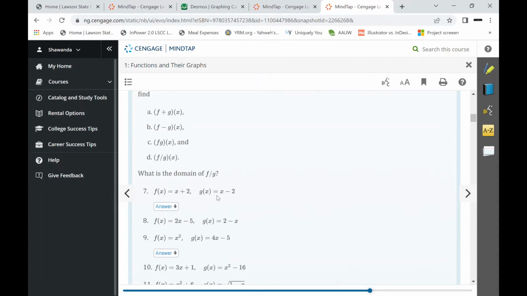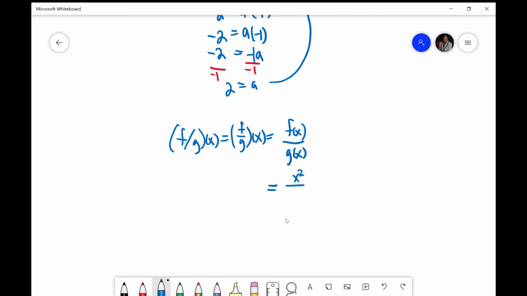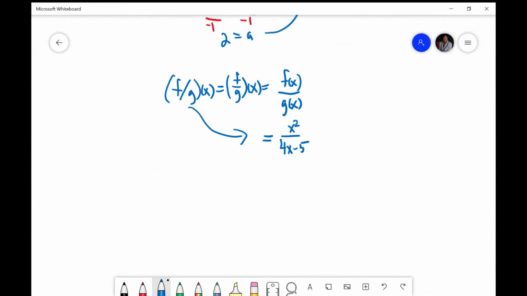So what we can do is, first of all, let's write down the fact that we know that f / g of x is the same as f divided by g of x. This is x squared over 4x minus 5. So that's really the answer to this f divided by g of x. But the question is, what is the domain? The domain of f divided by g of x, which is x squared over 4x minus 5.